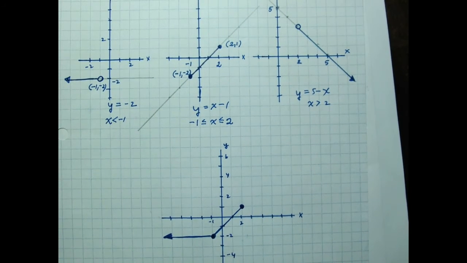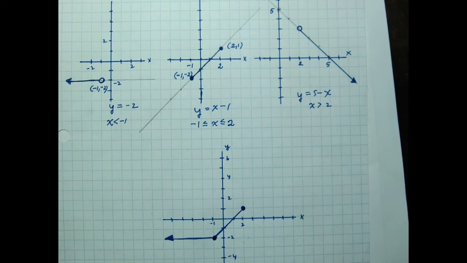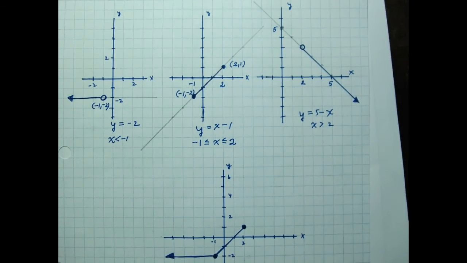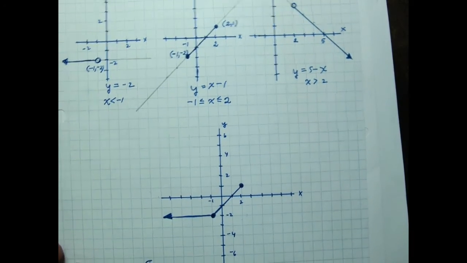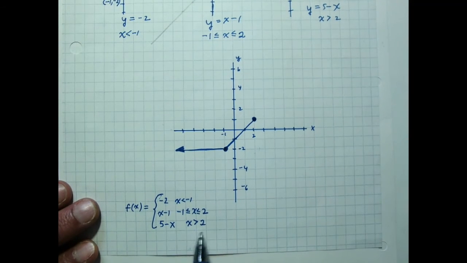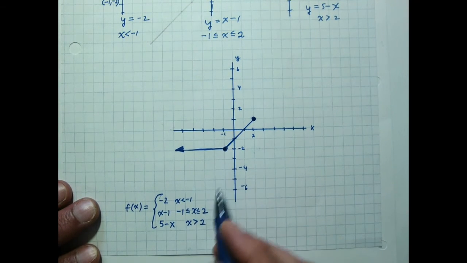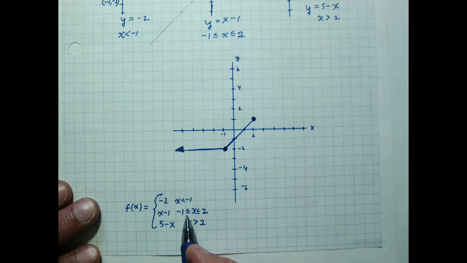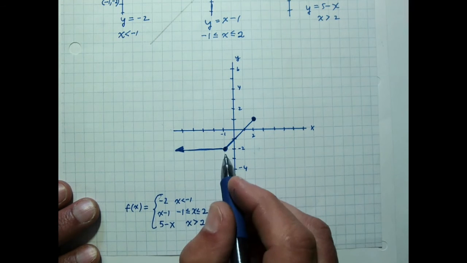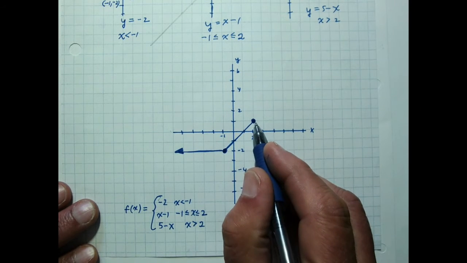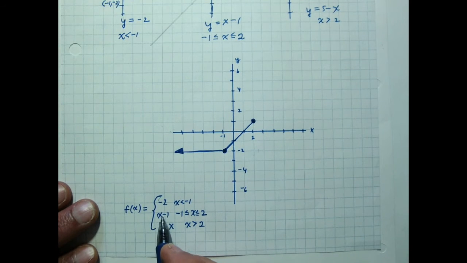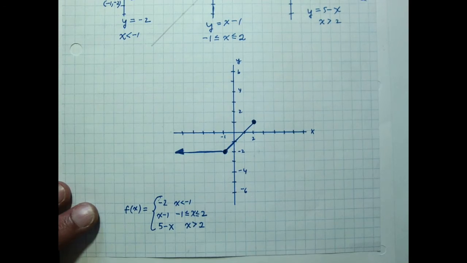So if you're wondering, in my final graph, do I have an open circle or closed circle? Well, you have a closed circle if the function is actually, I wrote the function description down here underneath, if the function is actually described to have that value. So at -1, yes, the function really does have the value -2. I need a closed circle there. At 2, I have the function value 1, so I need a closed circle there.